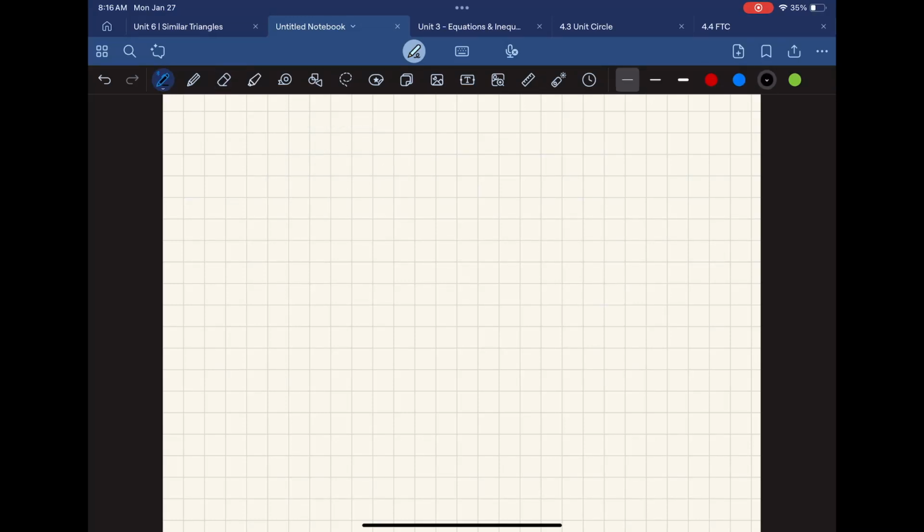I'm very sick. So I just want to show you something really quick that might help you remember how to get your values on your unit circle a little bit easier than straight up just memorizing.